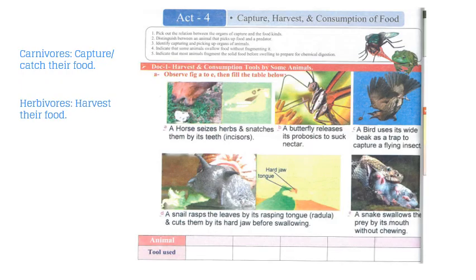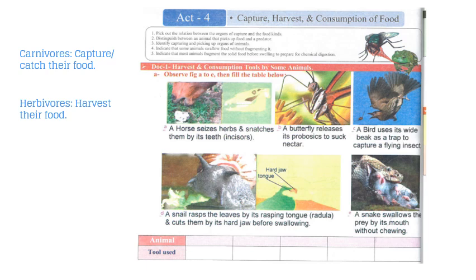Here is activity 4, capture, harvest and consumption of food. In this lesson, you will learn the capturing and harvesting tools used by some animals to get and consume their food. We say capture or catch their food if the animals are carnivores. We say harvest their food if the animals are herbivores. Okay?